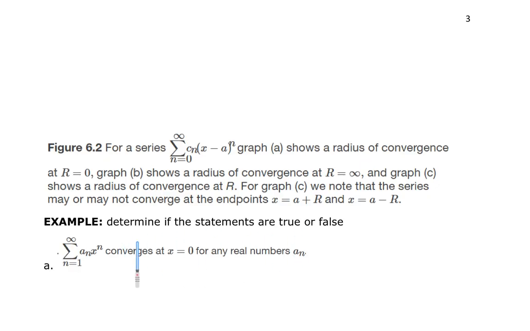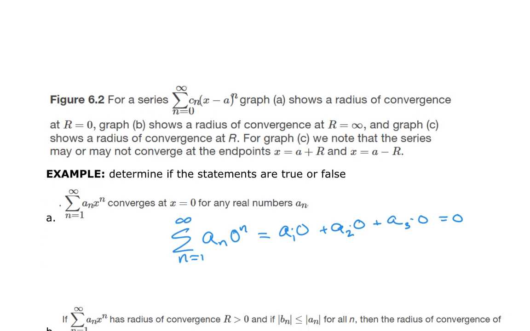Now we're going to determine if these statements are true or false. For the first one, the sum from n equals 1 to infinity of a sub n x to the n, we're going to see if it converges at x equals 0, for any sequence a sub n. And this one's not too bad. All we have to do is evaluate the summation from n equals 1 to infinity of a sub n times 0 to the n. As I start writing this out, I'm going to get a sub 1 times 0, plus a sub 2 times 0, and then a sub 3 times 0, and no matter what, we get 0.